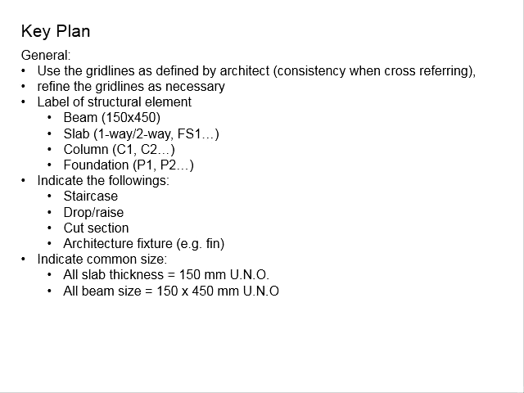In the previous videos, we mentioned the information that is incorporated in the structural key plan. It was mentioned that the structural key plan is produced on the basis of the architectural drawing, where you need to follow the identical grid line system as given by the architect, and you may refine the grid lines as necessary for easy referencing by the contractors who are going to build the building.